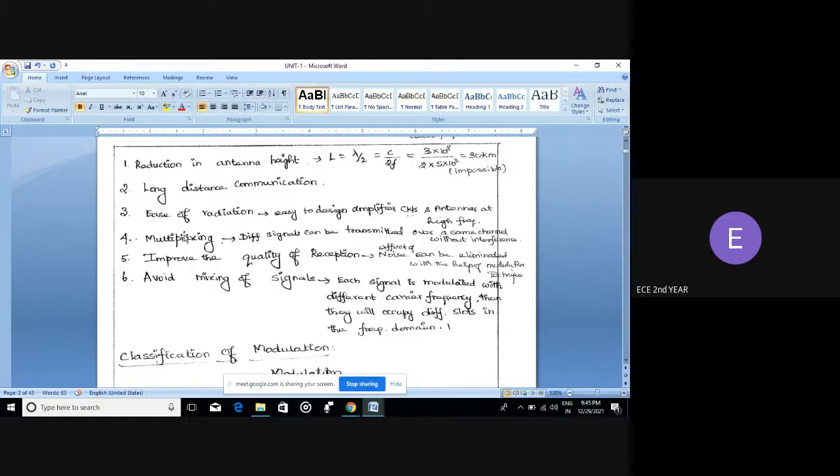So here we combine different signals together, and then we use that to transmit the signals in the same transmission medium without any interference. The next thing is improving the quality of reception, and the last one is avoiding mixing of signals.